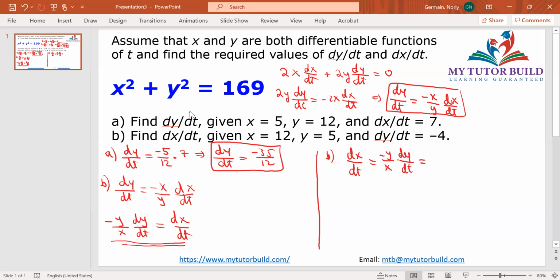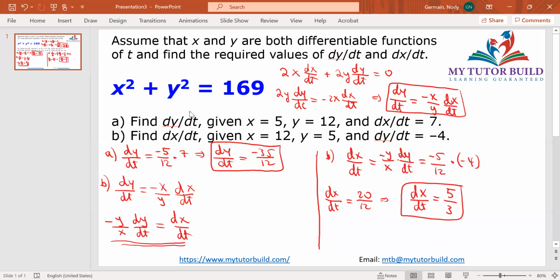Let's substitute. y is 5, so we're going to have negative 5 over 12 times negative 4. So what does dx/dt give us? That would give us 20 over 12 with a common factor of 4. The top one has 4, the bottom one has also a 4. So the common factor is 4. 4 times 5 is 20. 4 times 3 is 12, simplified by 4. The final answer would be 5 over 3.